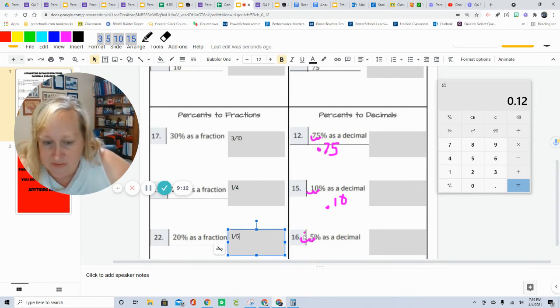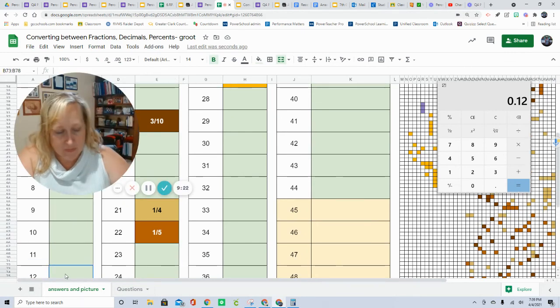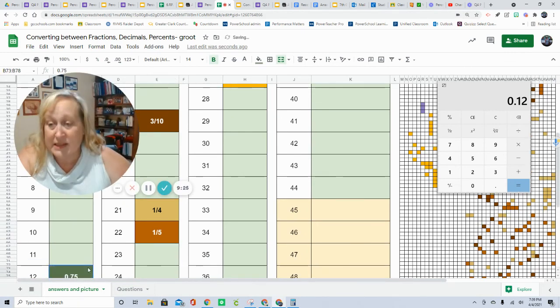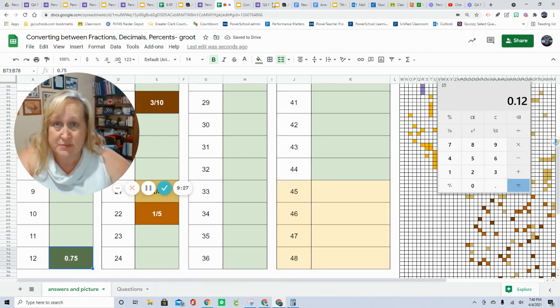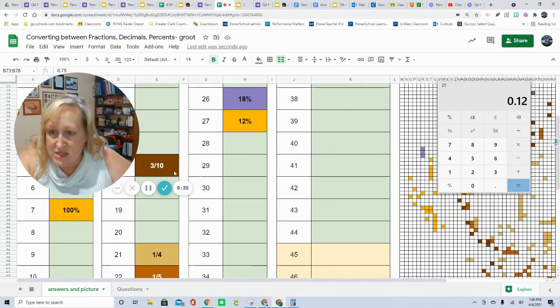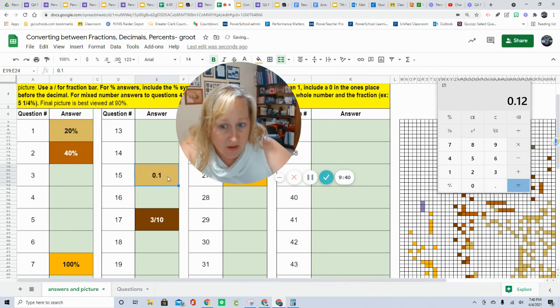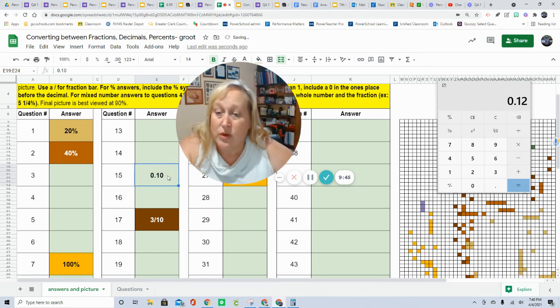Uh-oh. So I have to add the little 0. There's the one that messes it up. So this one is 0.5. So 12 is 0.75. It needs the 0 in the front. Notice. 15 is 0.10. This is my theory. My theory is I need 0.1. Let's see if it'll like it if I have the 0 after it. No. So that 0 is not needed.